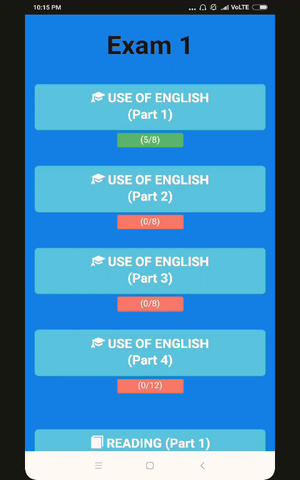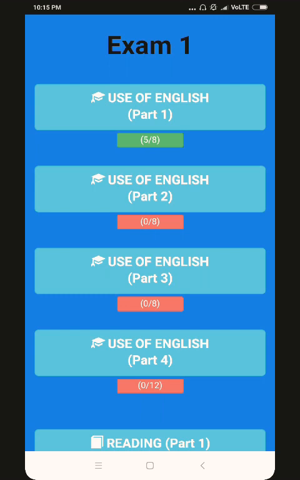So the first and the most important thing that is to be discussed is reading and use of English. So CAE Advanced basically consists of 4 parts. The first is reading and use of English. This exam is of 1 hour 30 minutes. Writing paper is there, which is of 1 hour 30 minutes again.